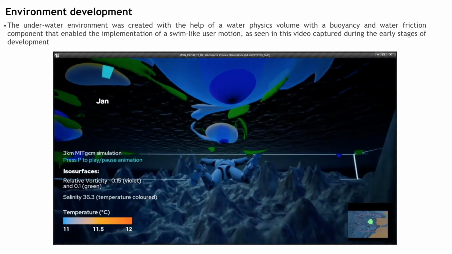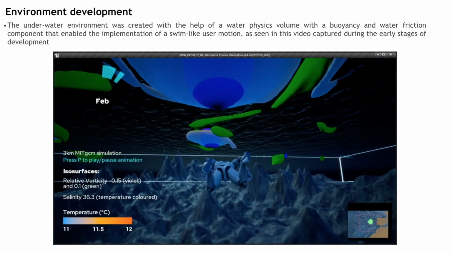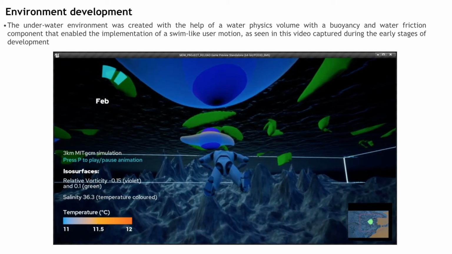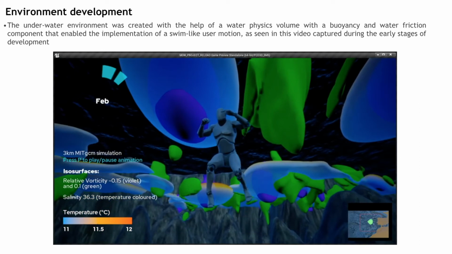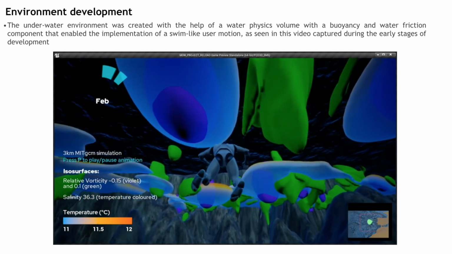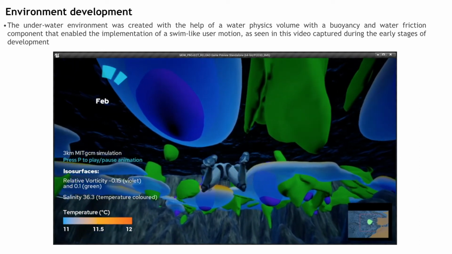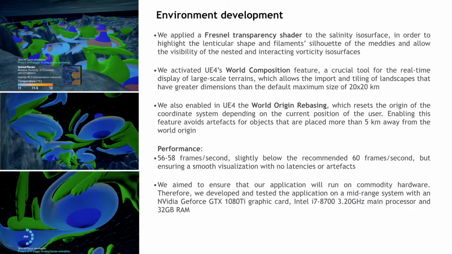The underwater environment was created with the help of a water physics volume with a buoyancy and water friction component that enabled the implementation of a swim-like user motion, as seen in this video captured during the early stages of development. We applied the Fresnel transparency shader to the salinity isosurface in order to highlight the lenticular shape and filaments of the MEDIs and allow the visibility of the interacting vorticity isosurfaces.